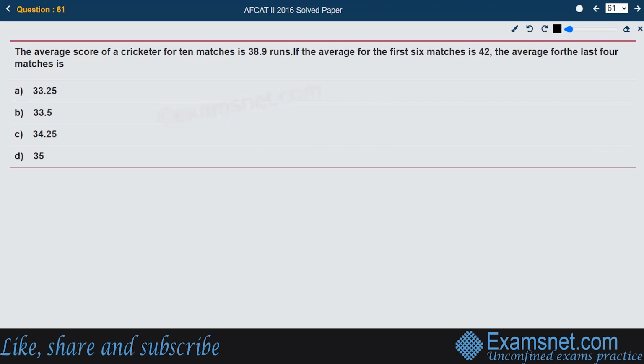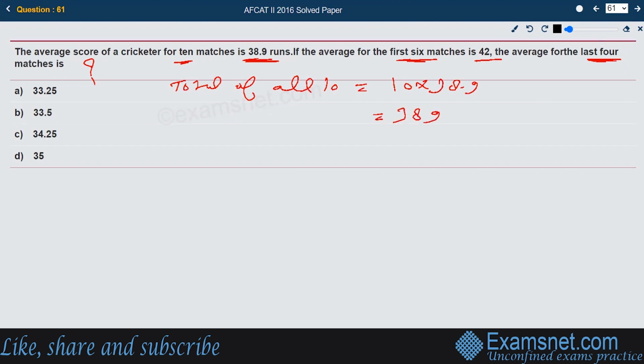Now, the average score of a cricketer for 10 matches is 38.9 runs. If the average of the first 6 matches is 42, the average for the last 4 matches is to be found out. Now, we are again going to find the total. The total of all 10 matches is going to be 10 into 38.9, that is going to be 389. If you find the total of the first 6 matches, that is going to be 6 into the mean of 6 matches, that is 42. If you calculate this, it comes out to be 252. So the total of the first 6 matches is 252.